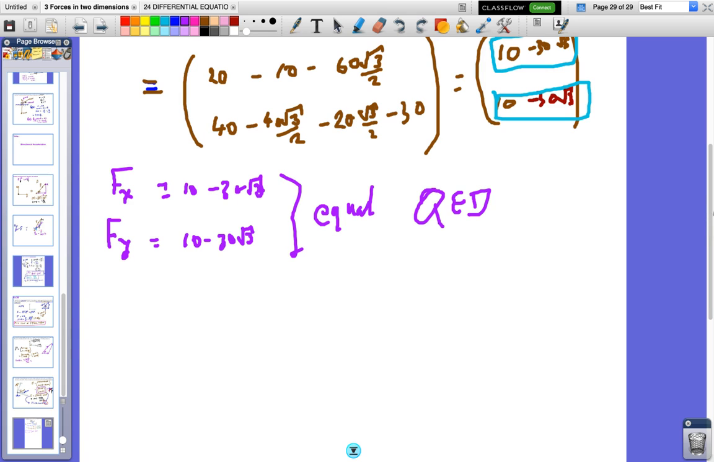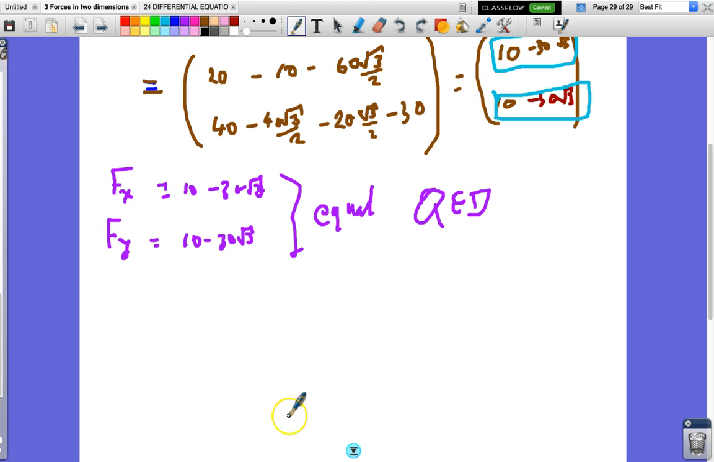First of all, you have to ask yourself, 10 minus 30 root 3, is it in which direction? So you have to find the quadrant. Is it in the first quadrant? Is 10 minus 30 root 3 here or here? In other words, is it positive or negative? If these two are both positive, then your force should be in this quadrant, right? If they are both negative, then it should be in this quadrant, right?